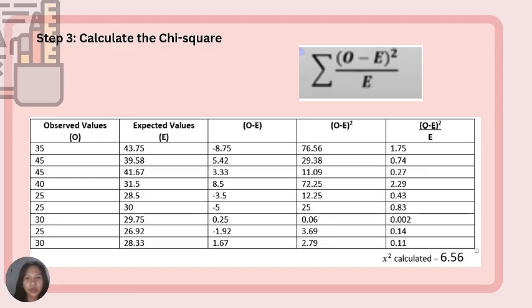The formula that we need is shown here, which is the summation of the squared observed values minus the expected values, divided by the expected value, which is the last row in this table, as you can see on the right side. At the bottom, we see the chi-square calculated, which is 6.56, the summation of all the numbers in the last row.